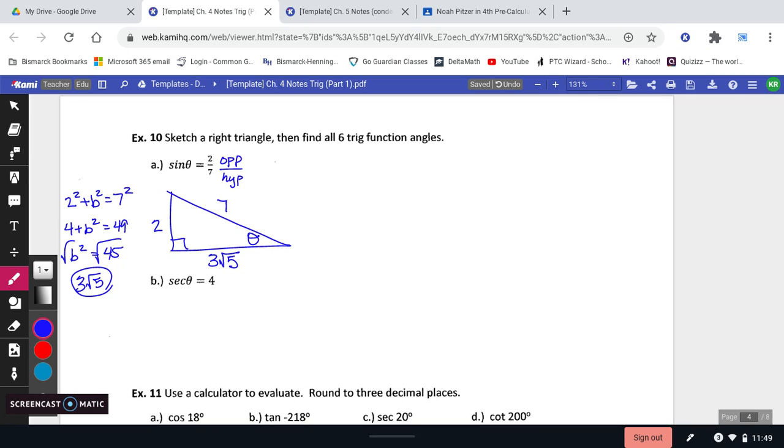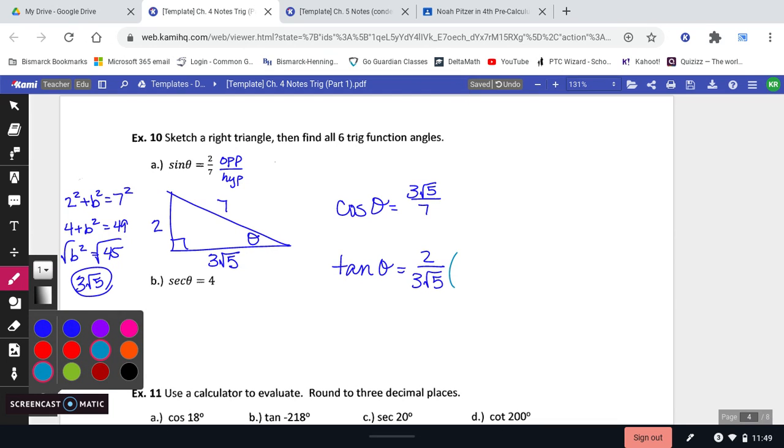Okay, so same thing again. You're finding the trig functions. Well, we already have sine, so we don't need that one. So cosine, tangent. Cosine, adjacent over hypotenuse, so 3 root 5 over 7. Tangent is opposite over adjacent, so 2 over 3 root 5. So this time, we're going to need to rationalize again. You could just do the root 5. So equals 2 root 5 over 3 times 5 is 15.